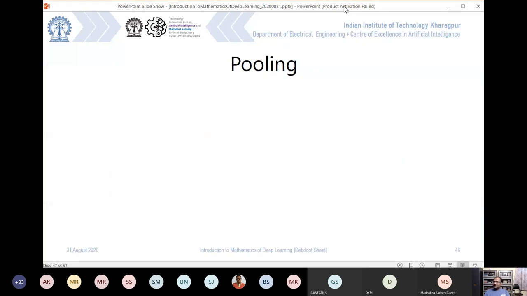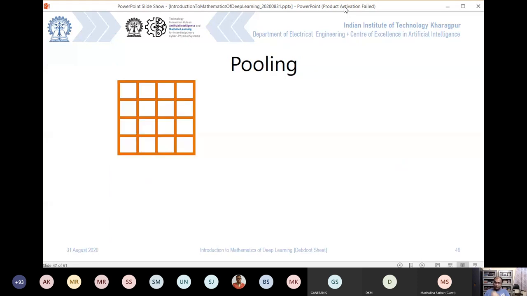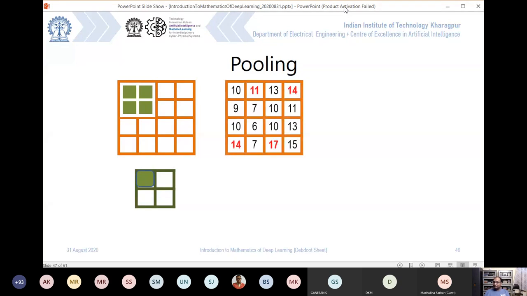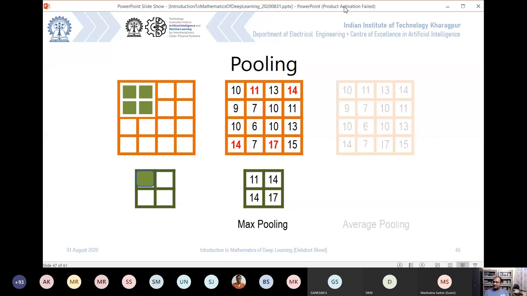Another common operation which you would encounter is called pooling. The pooling concept is that you take a group of values and represent it by only one single value. A very common one is called max pooling. If I want to do that, you would see that the maximum value in each group is marked in red and bolded. So your max pooling operation is going to get you something which looks like this.